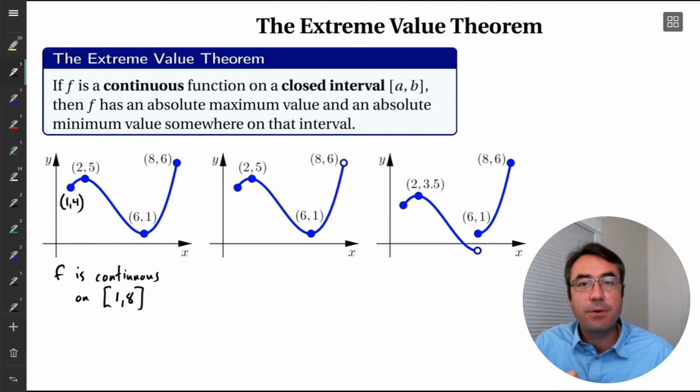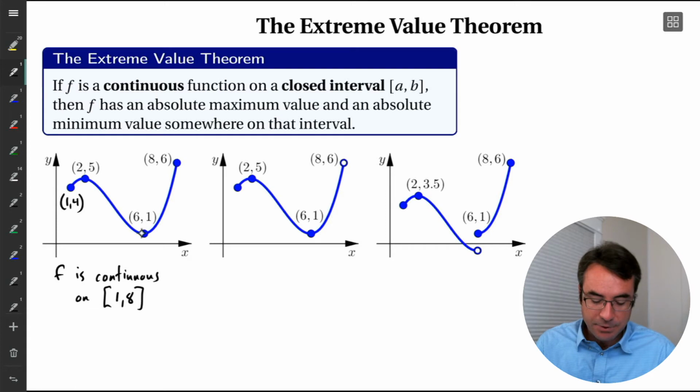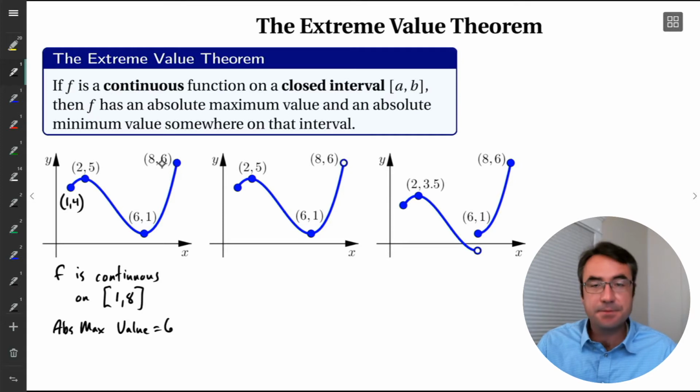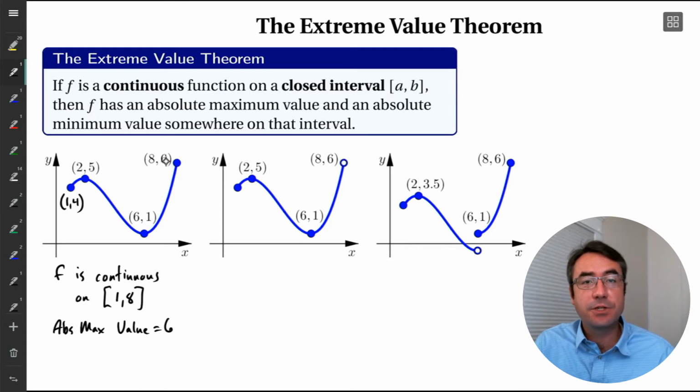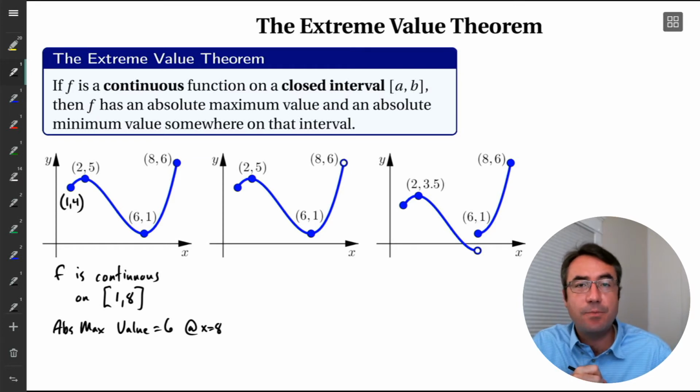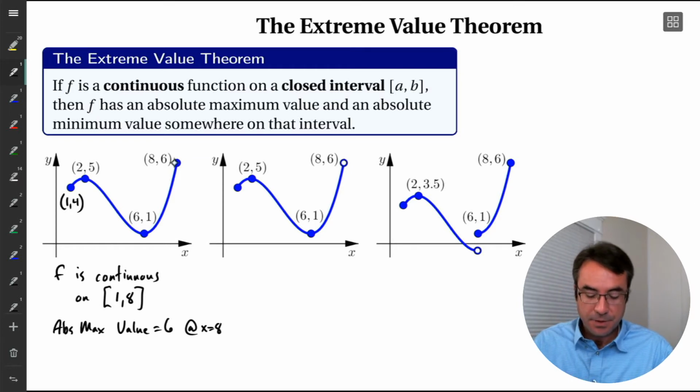Let's see if we can figure out where they are. The absolute max, the highest point, is right here. So our absolute max value is equal to 6. The value of our function here is 6, the y-coordinate, and it occurs at x equals 8. So that's where our absolute max occurs: the value is 6, and it occurs at x equals 8.